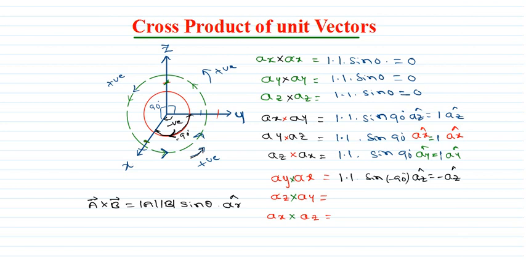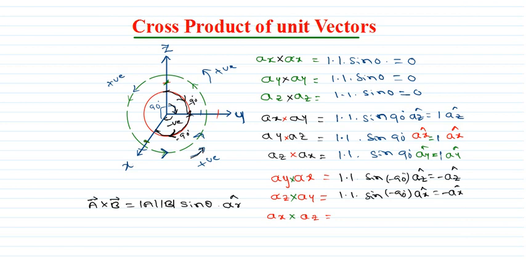Similarly, for z and y, I'm moving in this direction. This is a negative direction, so here again it is minus 90 degrees. Moving from here to here gives you minus 90 degrees. So once again, it is going to be 1 into 1 into sine of minus 90 degrees into the unit vector perpendicular to this and this. It's going to be ax. So that gives me minus ax.